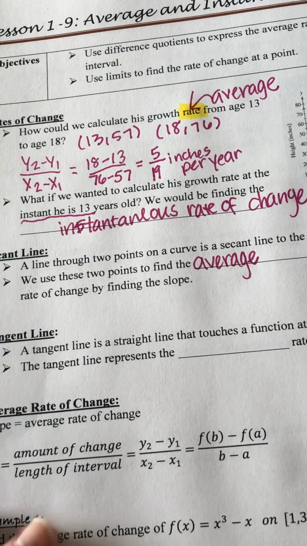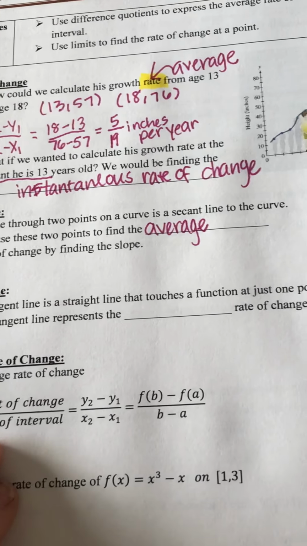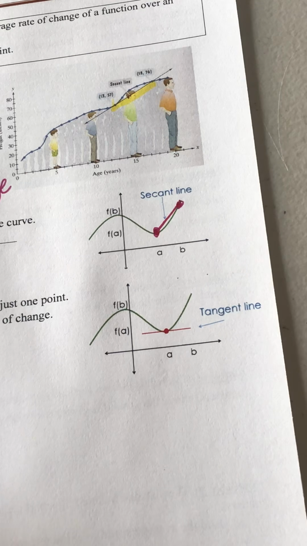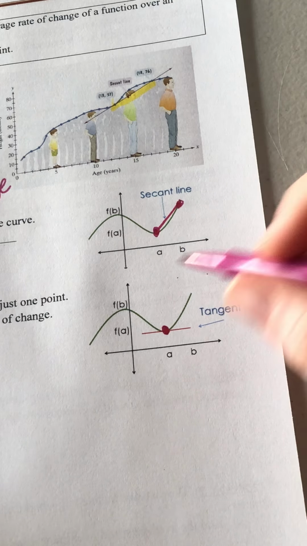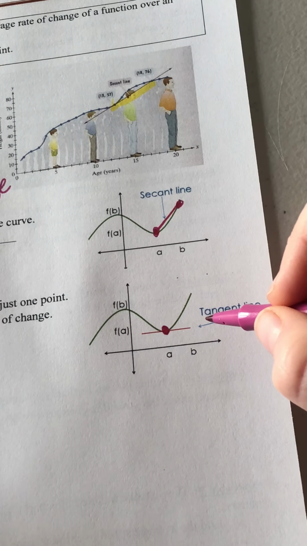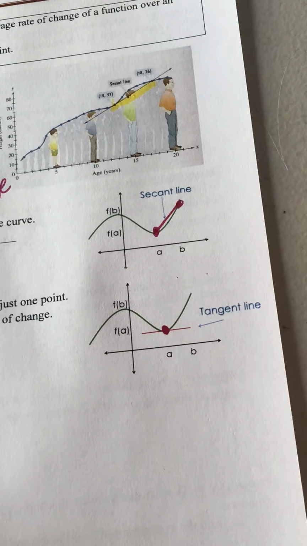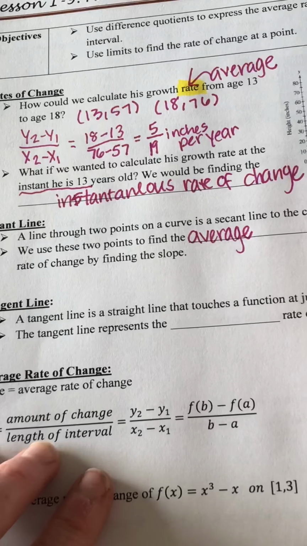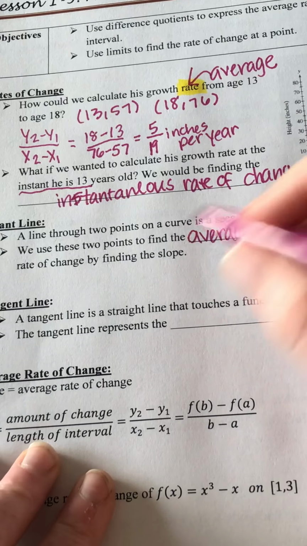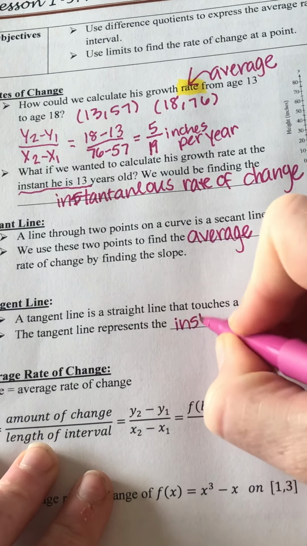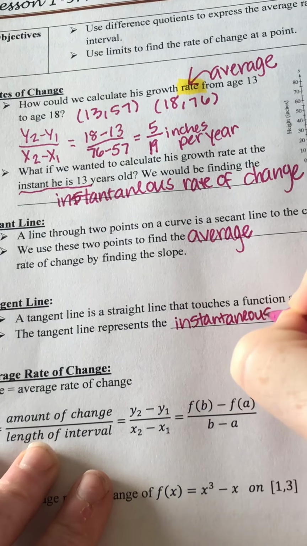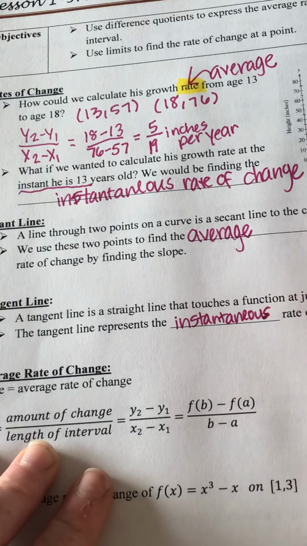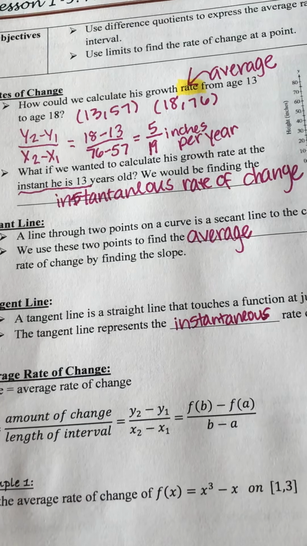Okay, and a tangent line is a straight line that touches a function at just one point. So if you look over here, a tangent would only hit the curve once at that point, in this case A. So this tangent line represents the instantaneous rate of change, and we're going to use a limit to find out what that is.